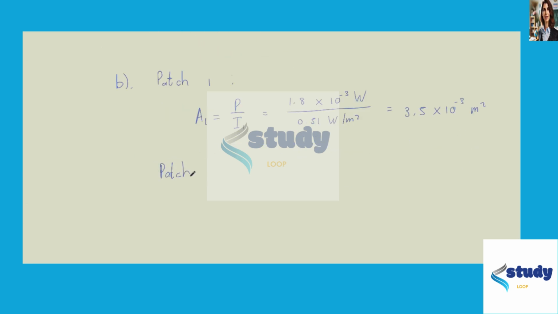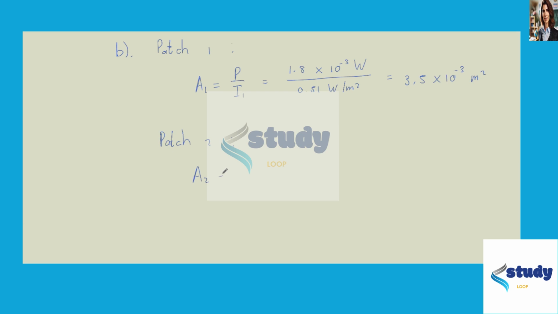The area of patch 2, we'll call it A2, is equal to the sound power divided by the intensity I2. And this is the same sound power, 1.8 times 10 to the minus 3 watts divided by the same intensity. Patches 1 and 2 have the same intensity, which is 0.51 watts per square meter, which gives us the surface area to be 3.5 times 10 to the minus 3 square meters.